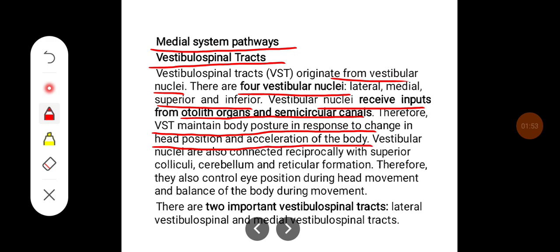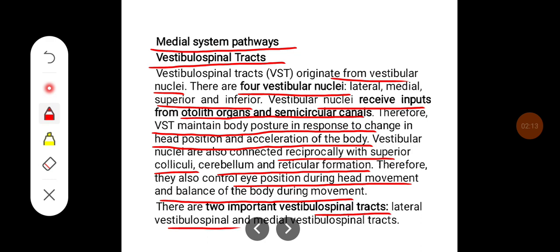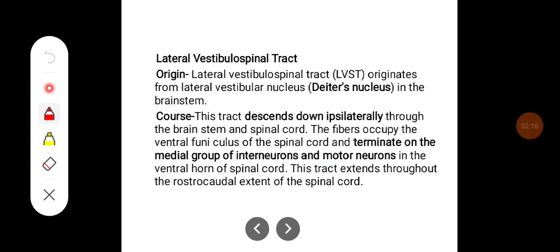Vestibular nuclei are also connected reciprocally with the superior colliculi, cerebellum, and reticular formation. Therefore, they also control eye position during head movement and balance of the body during movement. There are 2 important vestibulospinal tracts: the lateral vestibulospinal tract and the medial vestibulospinal tract. The lateral vestibulospinal tract originates from the lateral vestibular nucleus, that is Deiters' nucleus, in the brainstem.